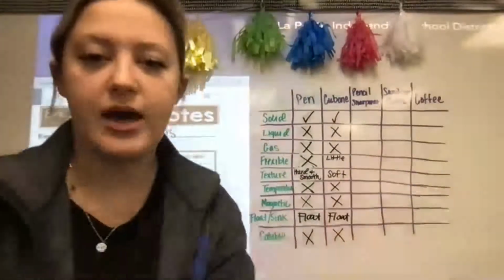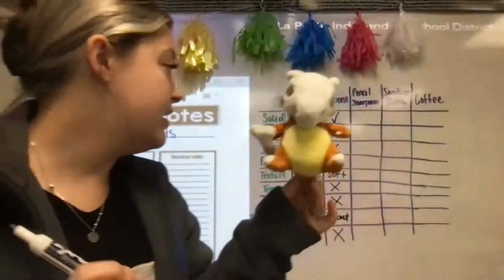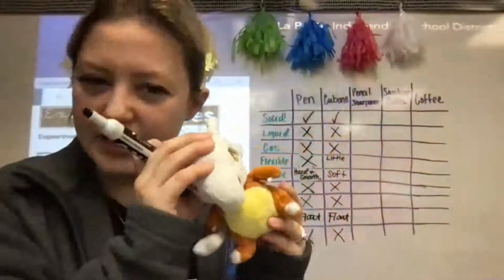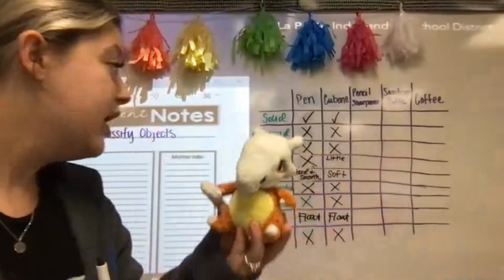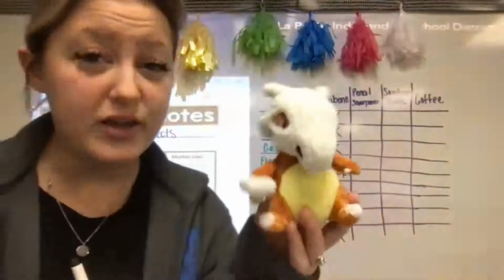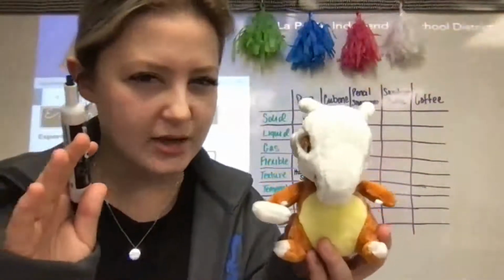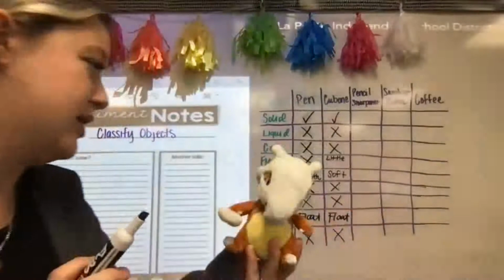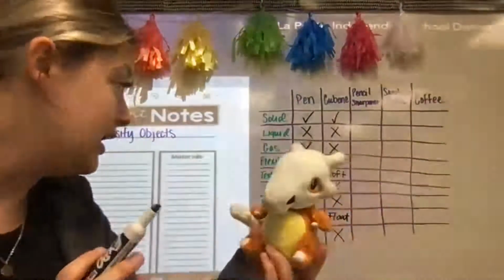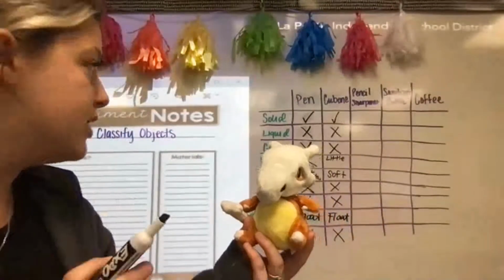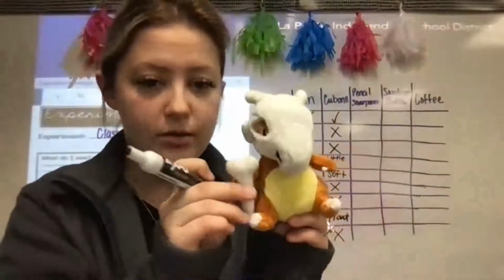So our sweet little lab assistant Cubone, he is indeed a solid. He has a little bit of flexibility. He is very soft. And he could more than likely float, maybe sink on a good day. Okay, so he does not have any solubility. There's no magnetism, no temperature. He's not a gas or a liquid. All right, say bye, Cubone.